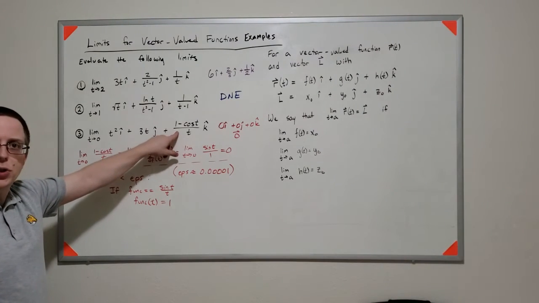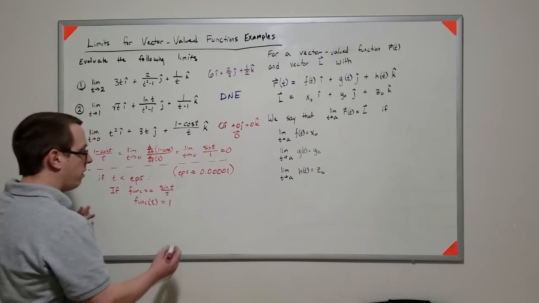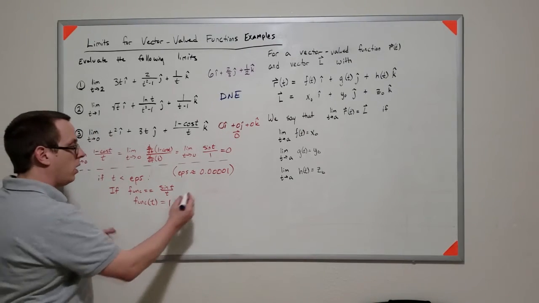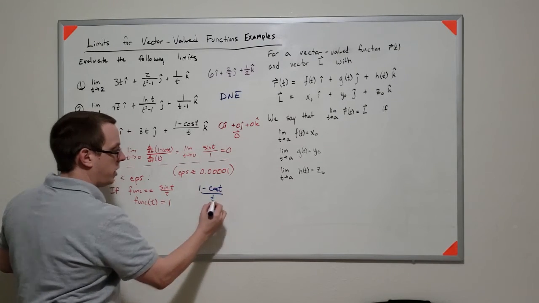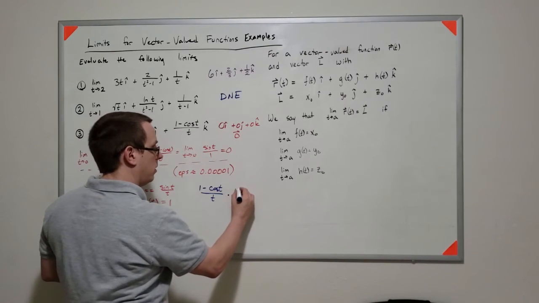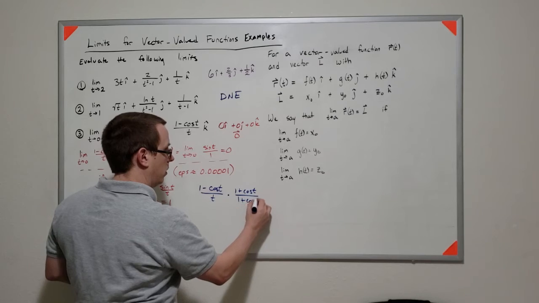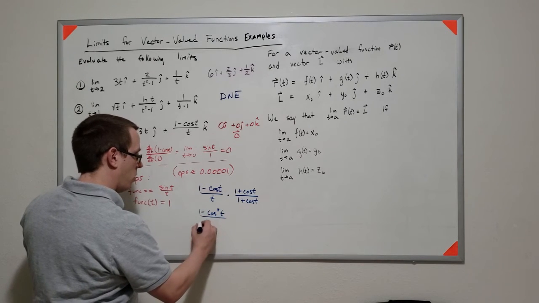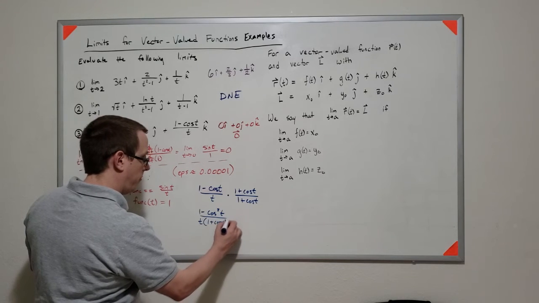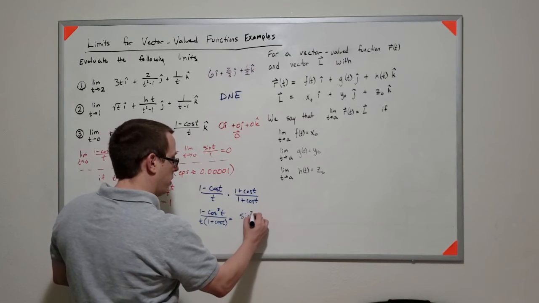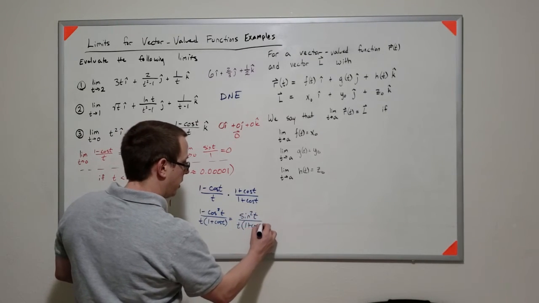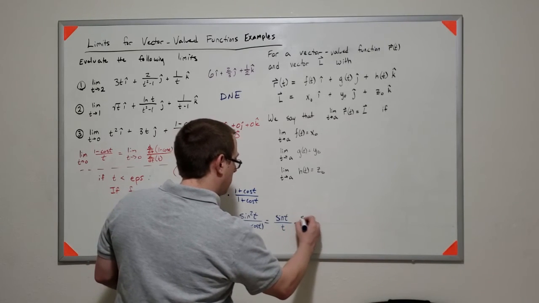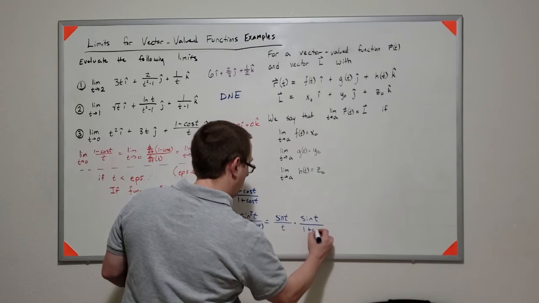Now you may ask yourself, what does that have to do with this particular function? Well, what we have is something like 1 minus cosine of t over t. But we can use trigonometric identities to multiply by 1 plus cosine of t, which gets us 1 minus cosine squared t over t times 1 plus cosine of t, which reduces to sine squared t over t times 1 plus cosine t, which we can split into sine of t over t times sine of t over 1 plus cosine of t.